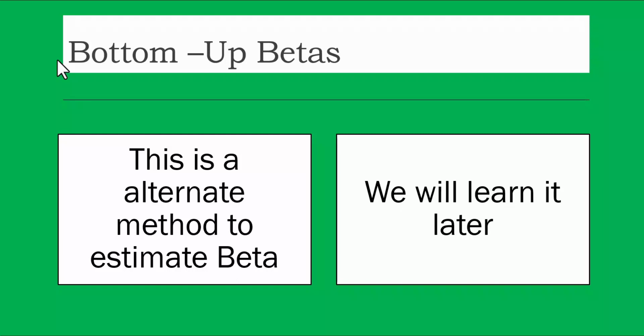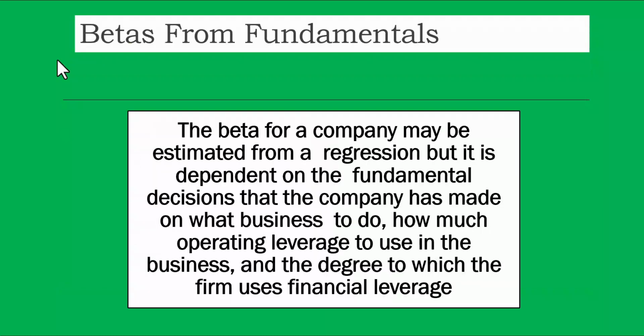There is something called the bottoms up approach, which is another method, considered to be a far better way to calculate the beta. But we'll do this later. First we understand what betas from fundamentals are. Once you understand that, then we can understand the bottoms up approach too. Now read.